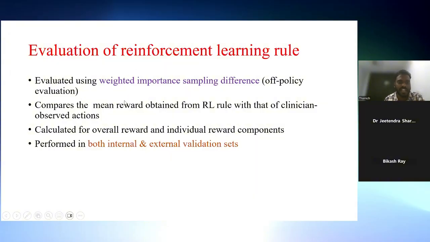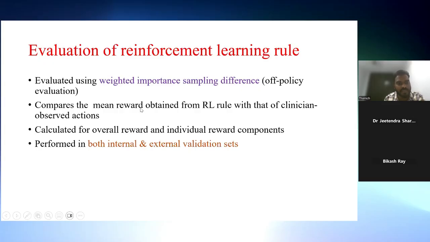Basically, they compared the mean reward obtained with the reinforcement learning rule with that of the clinician observed actions. This clinician observed action is what we have from the retrospective data. And this reward obtained from the RL rule is what would have happened if this rule was applied in that data. Since an RCT cannot be done prospectively, they have done it in the previously existing data.